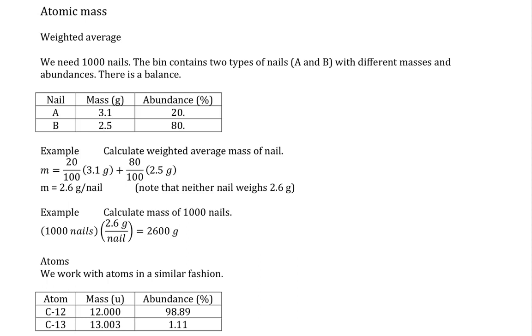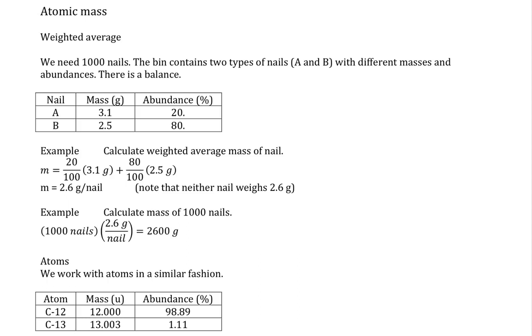We can't just simply average 3.1 and 2.5 because their abundances are not equal. They're not 50%. There's more B, so the mass that we ultimately weigh out to get these 1,000 nails is going to be a little closer to using the 2.5 gram mass. Alrighty, so our weighted average mass is 20 over 100 times 3.1 grams plus 80 over 100 times 2.5 grams, giving us the weighted average for the nail to be 2.6 grams.